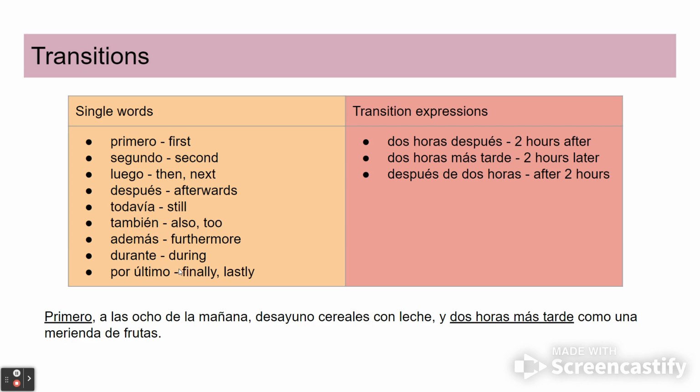You can also, you're to the point where you can build some transition expressions, and that also helps to add in some interest. So you could say 2 horas después, 2 horas más tarde, después de 2 horas. Here's an example. Primero a las 8 de la mañana desayuno cereales con leche y 2 horas más tarde como una merienda de frutas. This helps to give some variation, some variety. It's great to have variety. I would use a combination of single words and transition expressions.